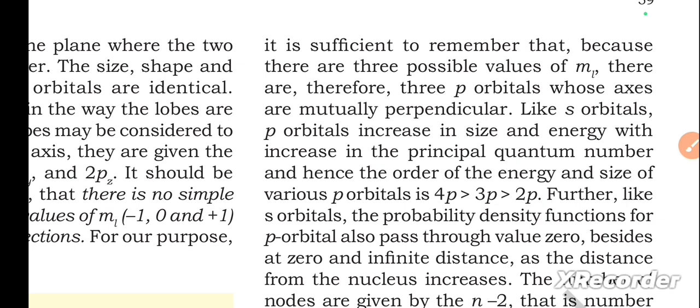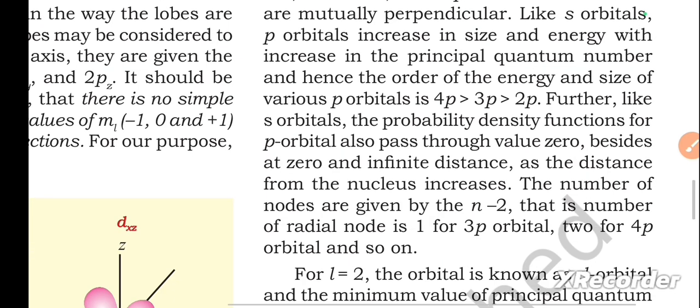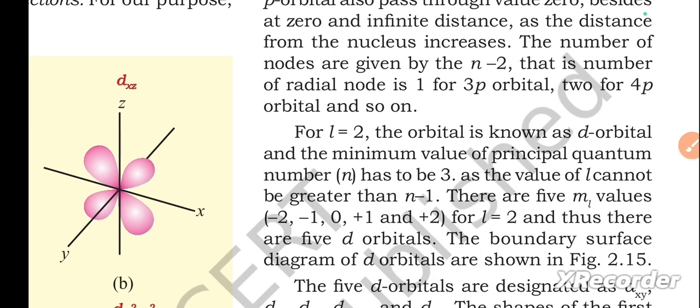Like s orbitals, p orbitals increase in size and energy with increase in the principal quantum number, and hence the order of the energy and size of various p orbitals is 4p greater than 3p greater than 2p. Further, like s orbitals, the probability density functions for p orbitals also pass through value 0 besides at 0 and infinite distance as the distance from the nucleus increases. The number of radial nodes is given by n minus 2. That is, number of radial nodes is 1 for 3p orbital, 2 for 4p orbital, and so on.